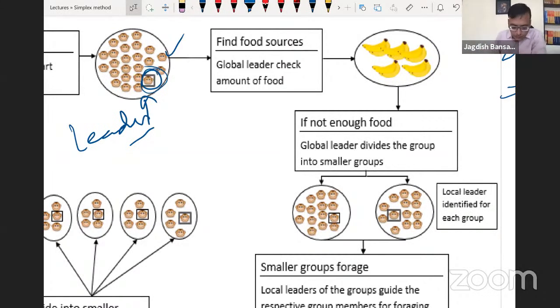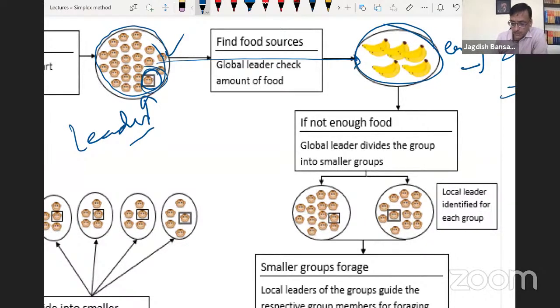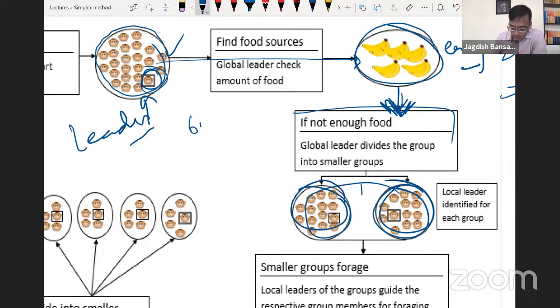Okay. So what they do, when the group of monkeys search for food, they find the food source. Suppose they find the food source and they start eating. After eating, after some time, if they realize that there is not sufficient food in this area, then they divide themselves into two smaller groups, instead of one single group.